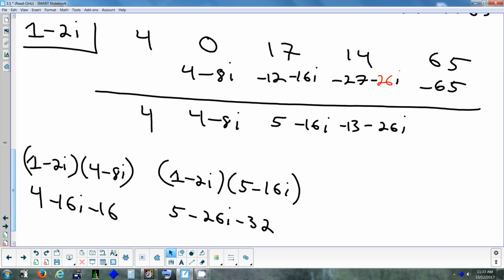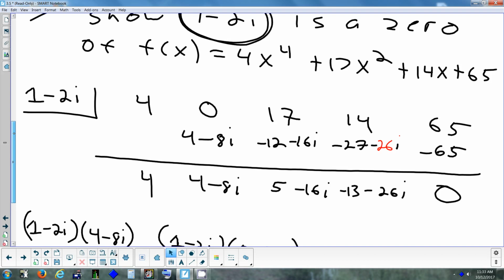When you multiply this all out, all the i's are just going to cancel. Kind of look at it like you have a 2i times negative 13. That's going to give you a positive 26i. And then you have 1 times negative 26i, so there's your negative 26i. Okay, so it just cancels out, and we get a remainder of 0.